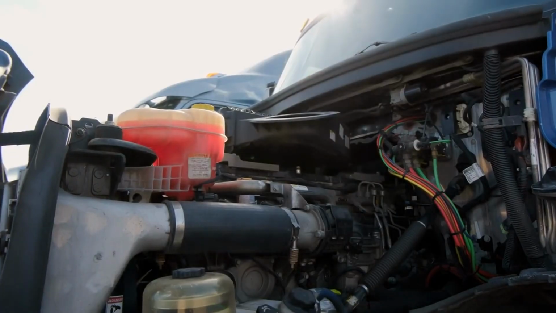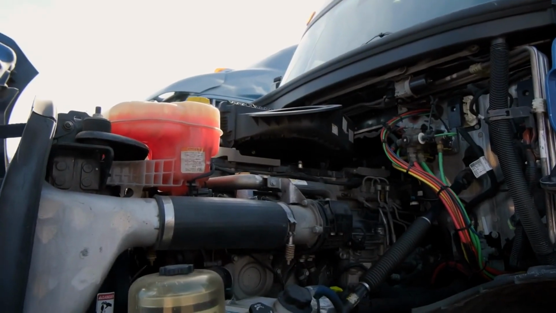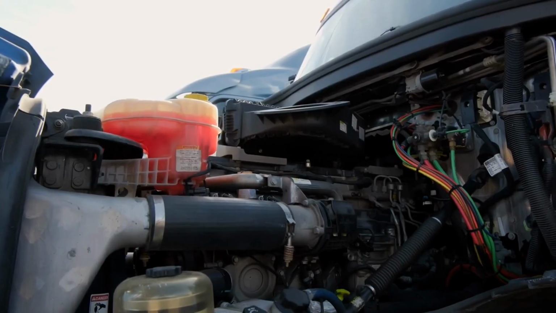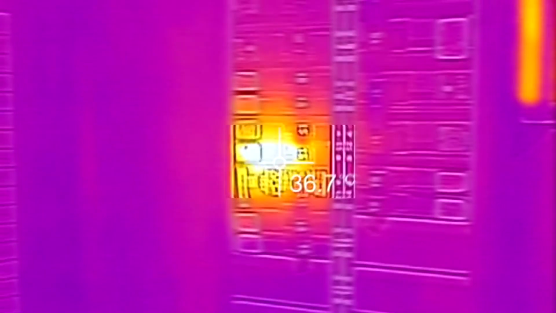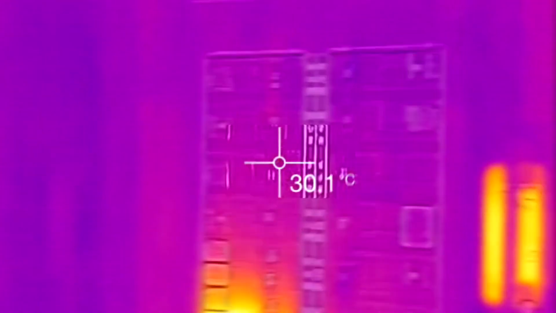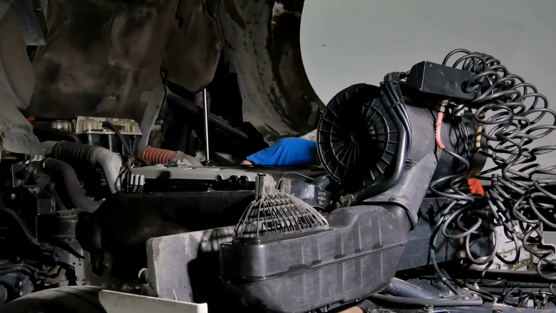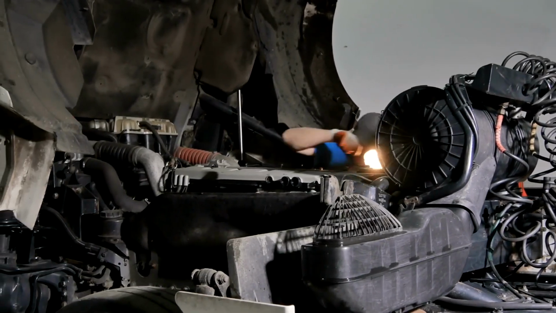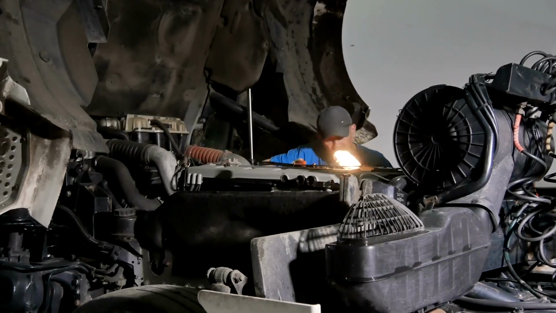Infrared thermometers for spot checks. An infrared thermometer gives you instant temperature readings without touching hot parts. Just point and shoot. Use it to identify hot spots on the radiator, hoses, or engine block, a sign of blockages or coolant flow issues. Check thermostat operation by comparing temps at the upper radiator hose. It should spike when the thermostat opens.